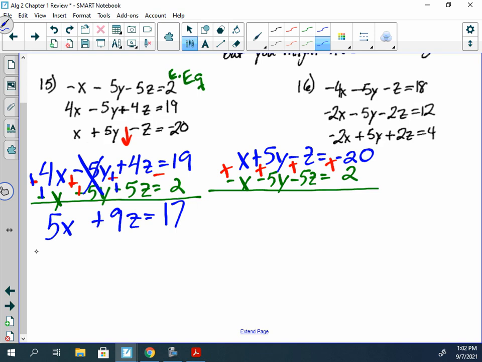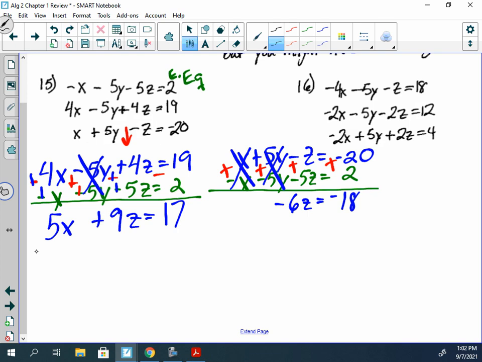X plus negative x is 0. 1 plus negative 1 or 1 minus 1 is 0. 5 plus negative 5 or 5 minus 5 is 0. Negative z plus negative 5z is negative 6z is equal to negative 20 plus 2 is negative 18.